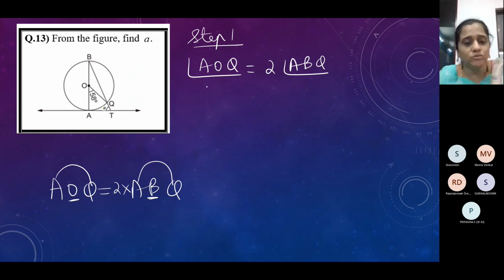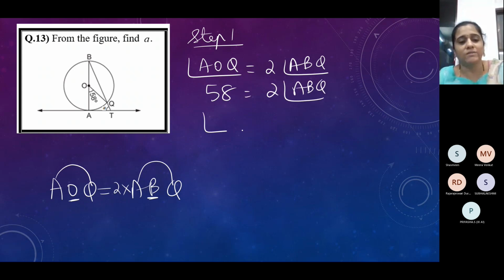So how much is AOQ? 58 is equal to 2 times ABQ. So angle ABQ is equal to 58 by 2, which is 29 degrees. So this angle is 29 degrees.